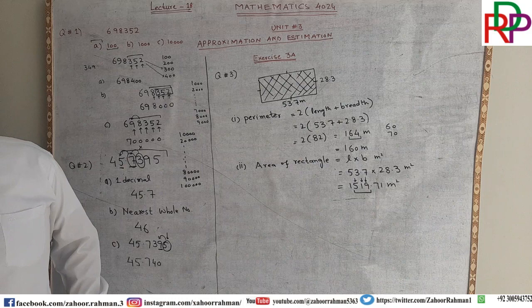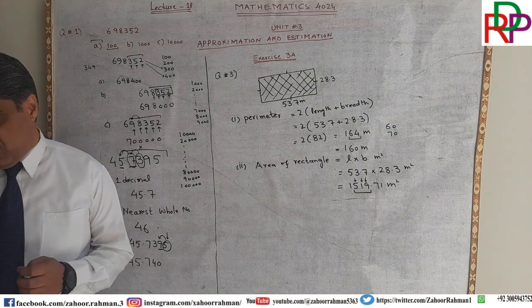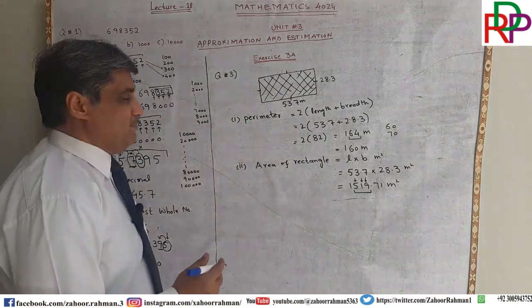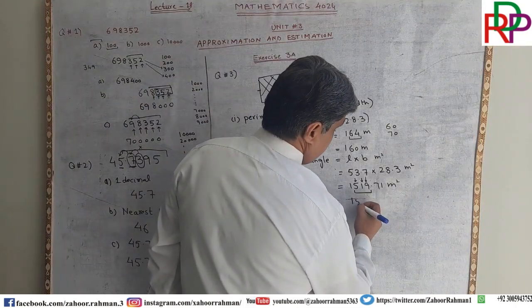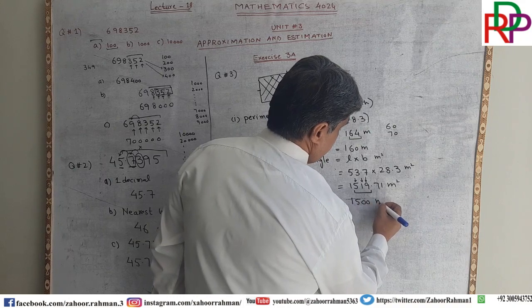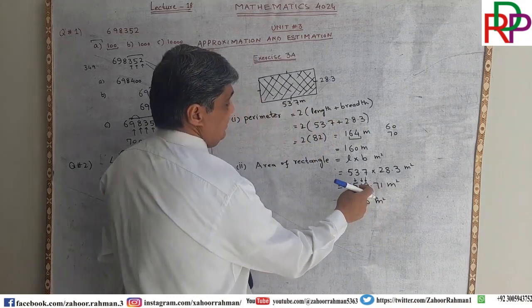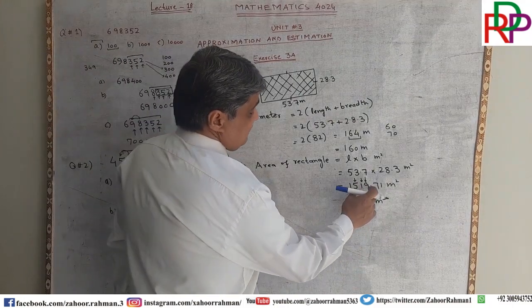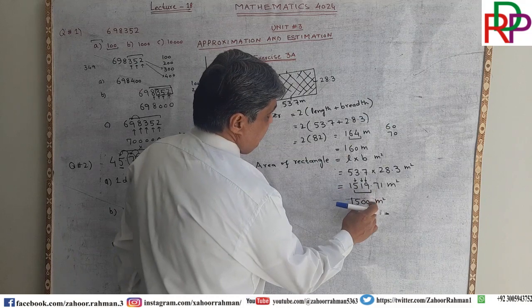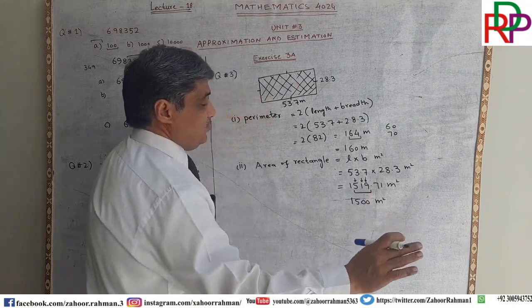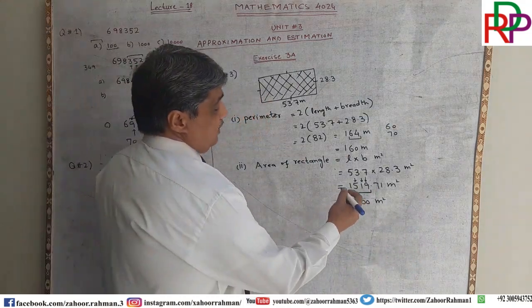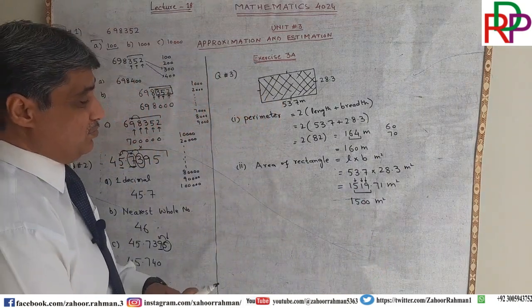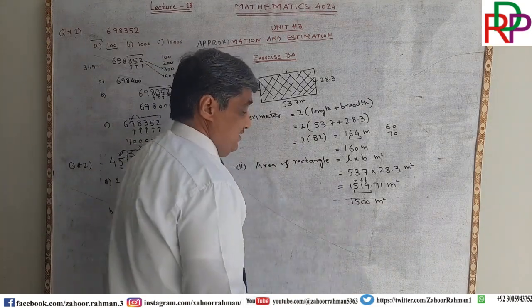So in this case, if we take a very close look at this question, it will be equal to 1500 meter square, because 519 is nearer to 500, not to 600. If it was 559, then we could write 1600.